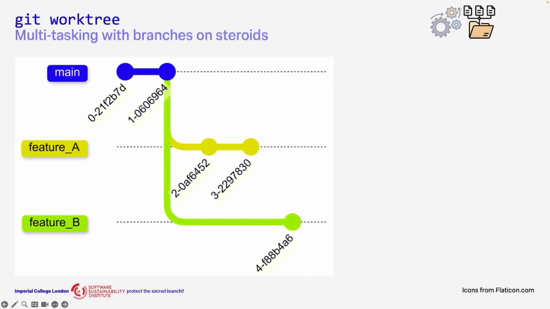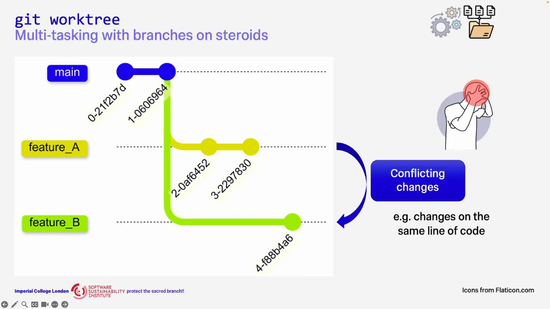When working with multiple branches on the same copy of the code, a common pain point is dealing with conflicting changes when switching from one branch to another. Git worktree can be used to remedy this pain point, allowing you to take multitasking to the next level.